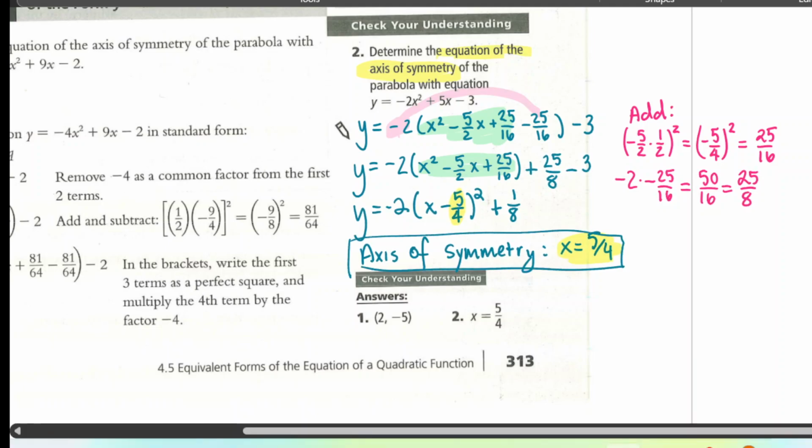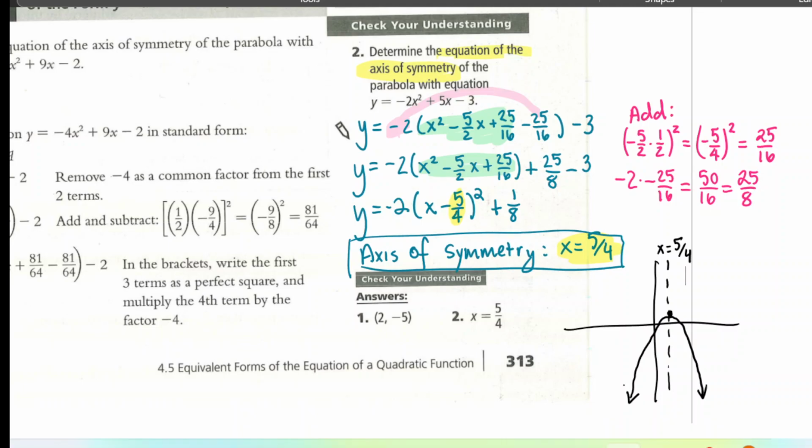If I were to sketch this function, I know a lot about it already just by doing this. So I know that the x-coordinate is at 5 over 4. The y-coordinate is at 1 over 8. So maybe somewhere like here. And I know it's opening down. So I know this graph is going to look something like this, right? With my axis of symmetry at x equals 5 over 4.